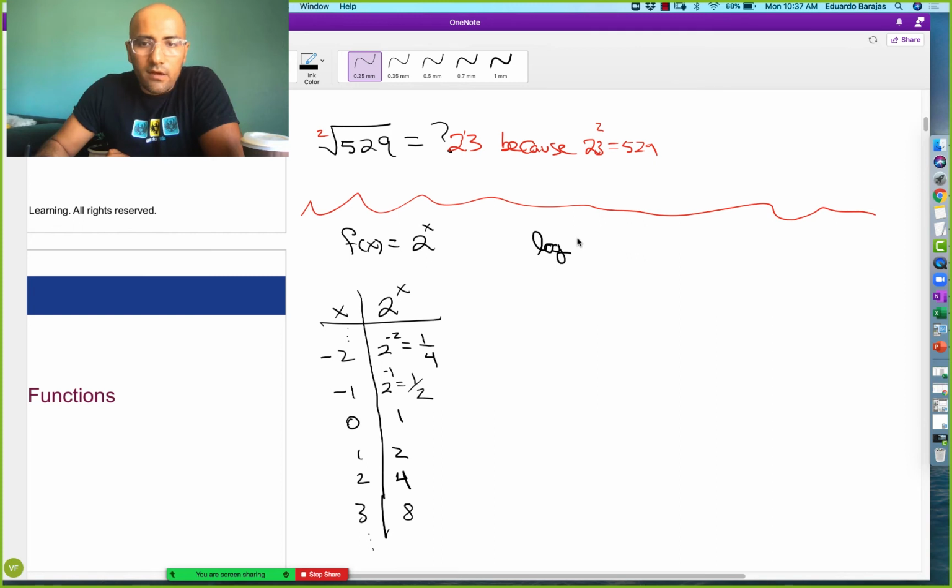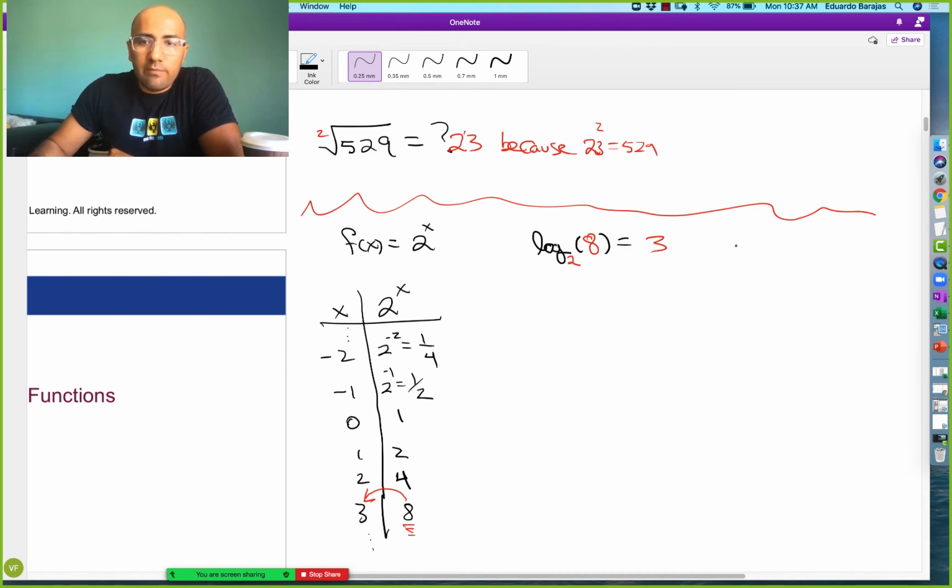Log of x, log of the input. And again, we're going to put this little base here so that people know what we're talking about. And so what happens is that we're going to be able to go backwards. Log base 2 of 8, right? This is this number right here. And so the output of that function will be this one. The answer will be 3. Log base 2 of 8 equals 3.